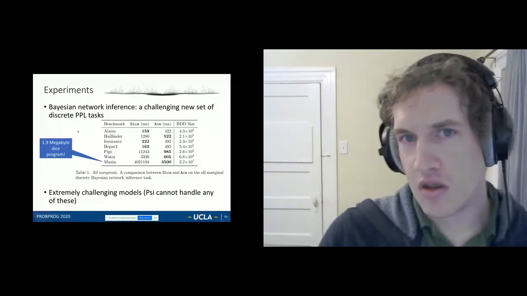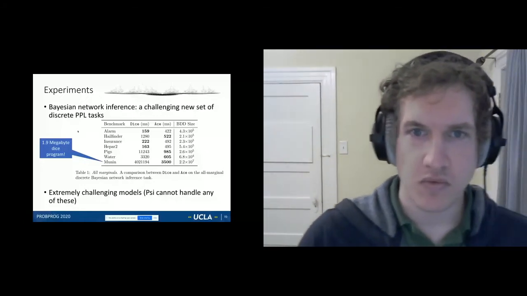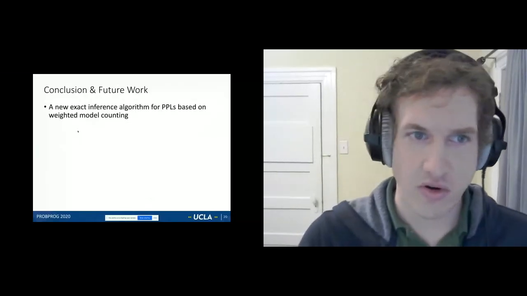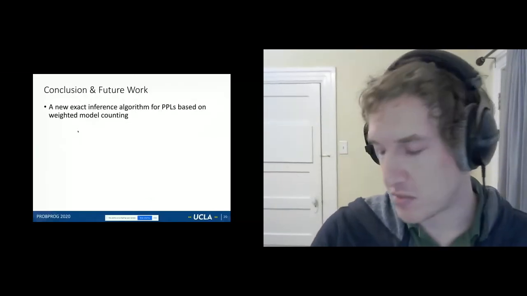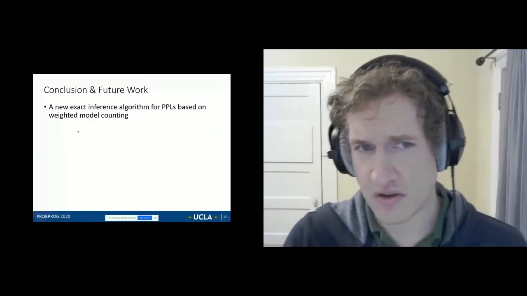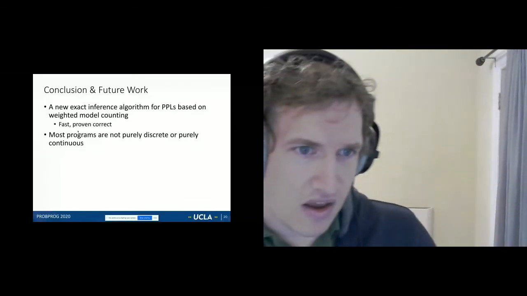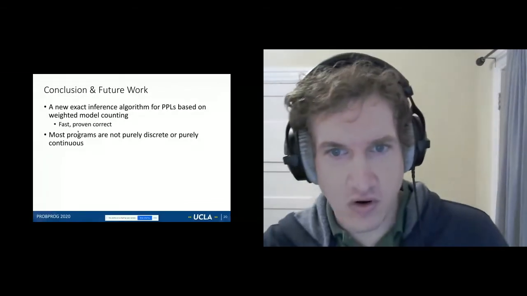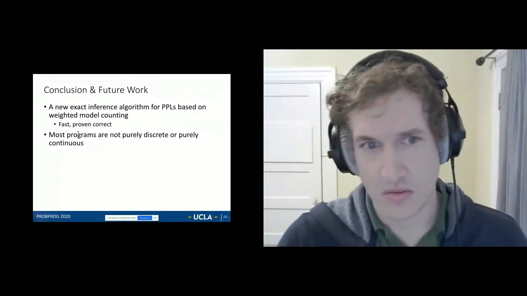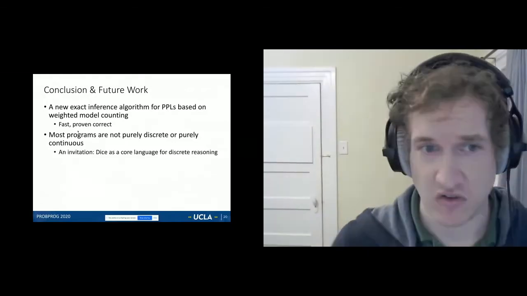Okay. So in conclusion, we have a new exact inference algorithm for probabilistic programs based on weighted model counting, and it's implemented in our probabilistic programming language DICE. It's fast, it's proven correct. And as future work, I want to point out, most programs are not purely discrete or purely continuous. They're actually usually a mixture of some.